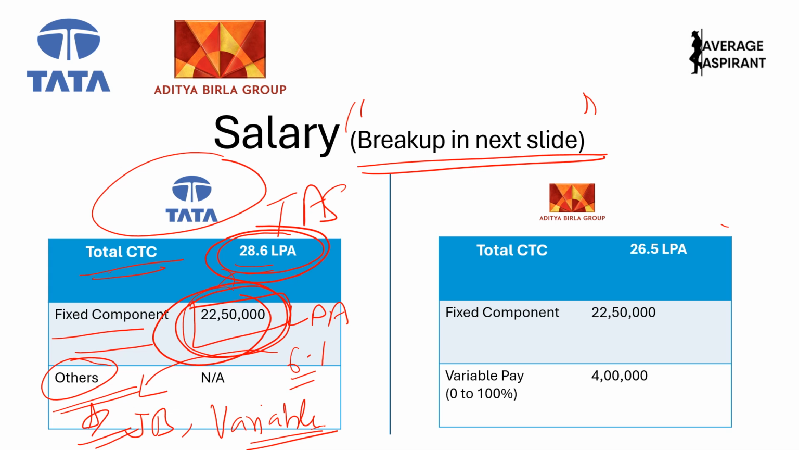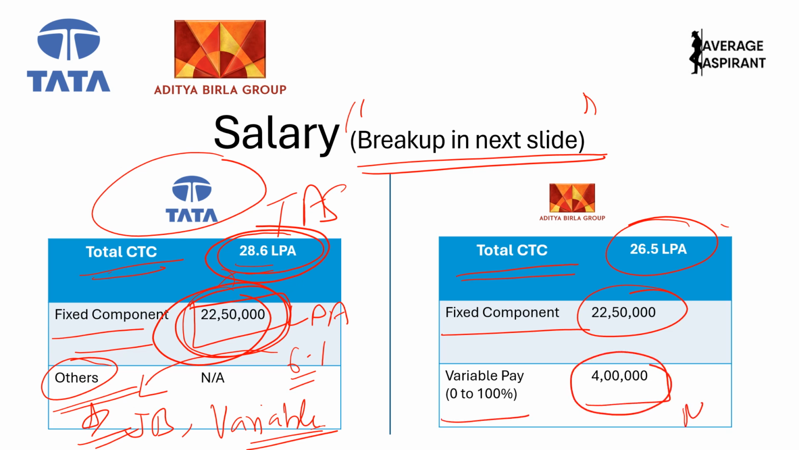Now, the total CTC for ABG is 26.5, out of which the fixed component is 22.5. Variable pay is 4 lakhs. There is no joining bonus, no JB, right? So the variable pay is also 0 to 100%. So you can get either 0, maximum 4 lakhs, right, or anything in between.